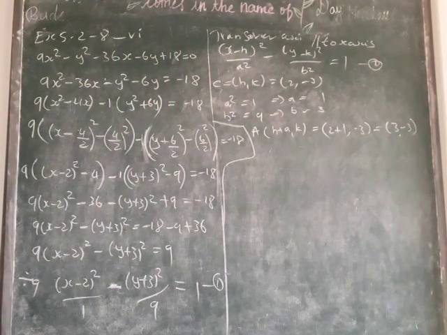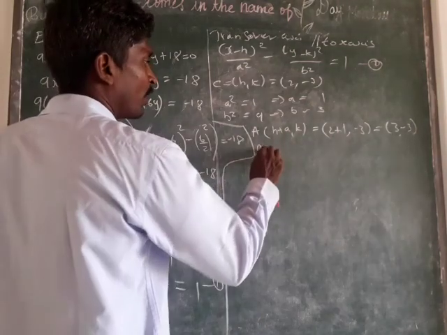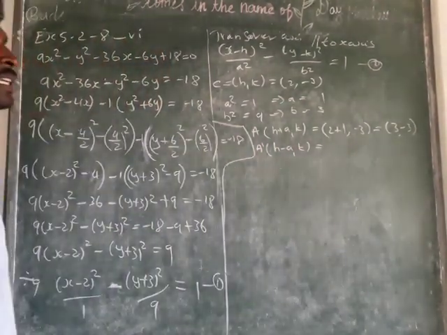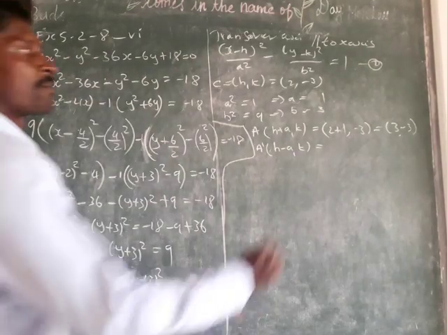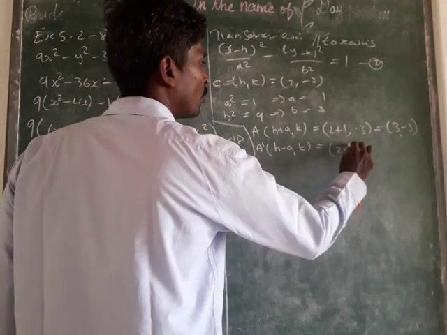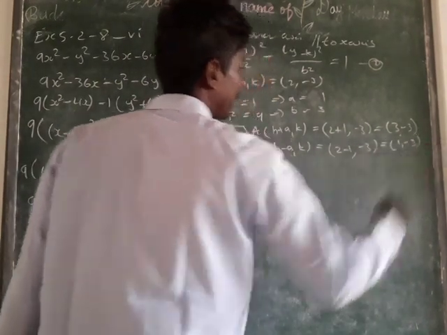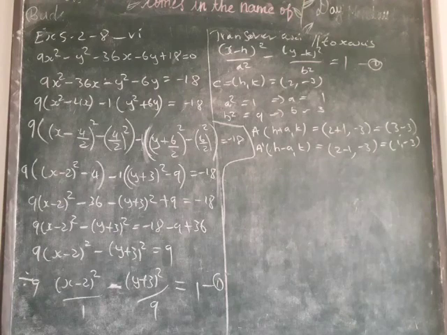Then you have to find A dash. What is A dash? A dash is h minus a comma k. Now h equal to 2 minus 1, and k is minus 3, so it is 1 comma minus 3. So A dash is 1 comma minus 3.